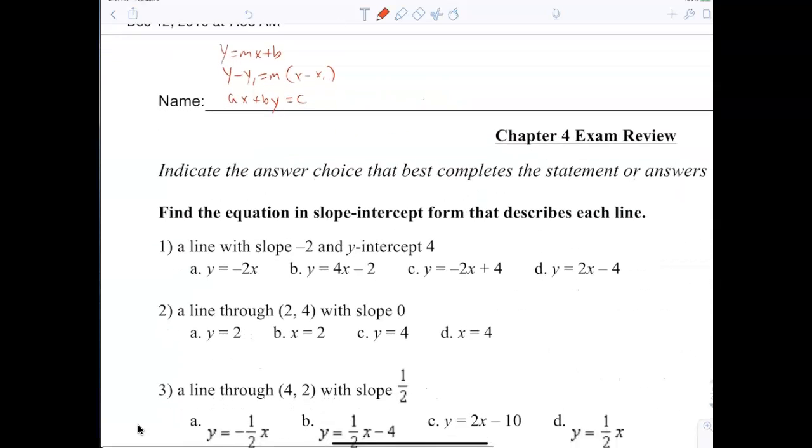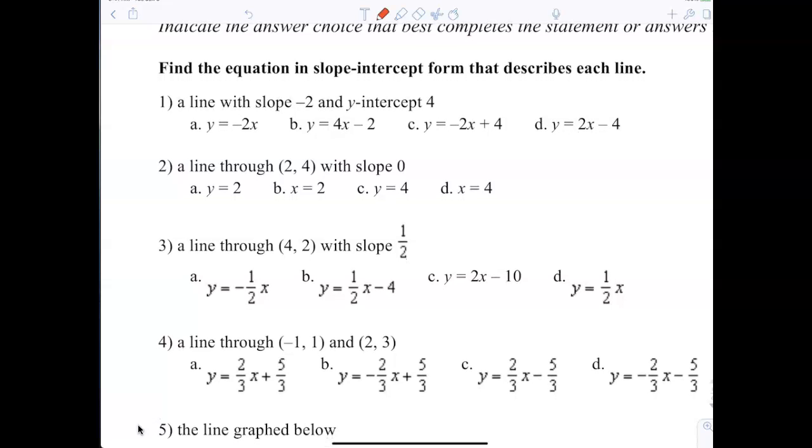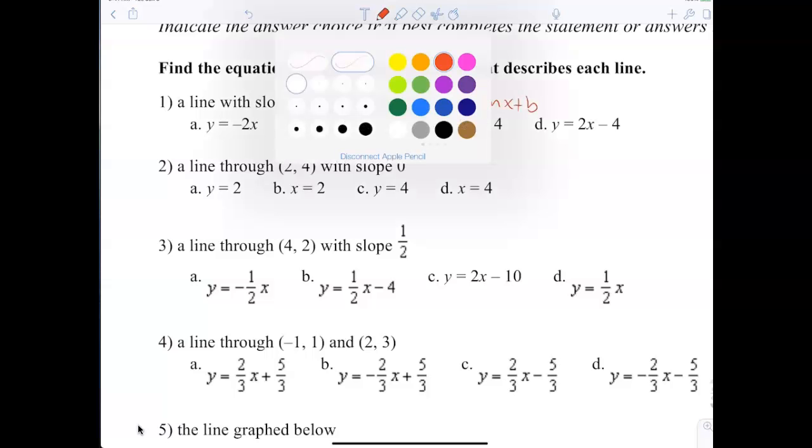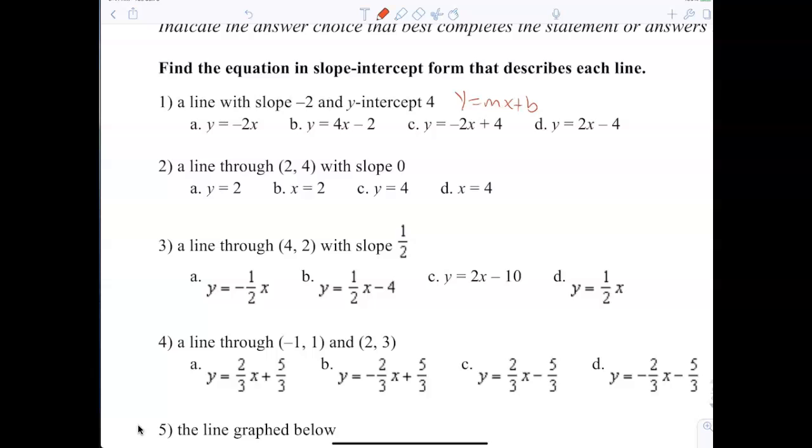Okay, so let's move on now. Let's see what we have today. Find the equation in slope-intercept form. This one should be pretty simple because, again, y equals mx plus b, and we know the slope is -2, don't forget that's the m value, and the y-intercept is 4, that's the b value, and you just plug them right in. So it just becomes y equals -2x plus 4. Very simple.